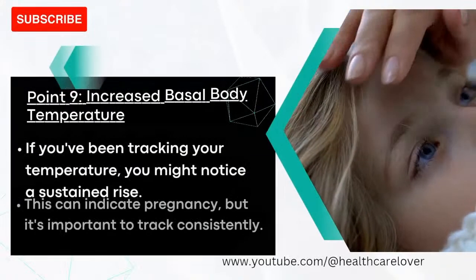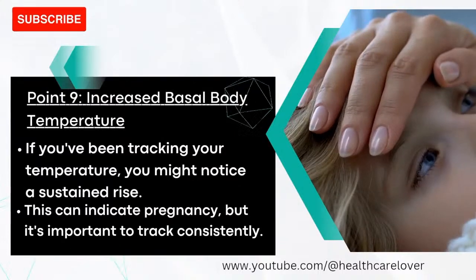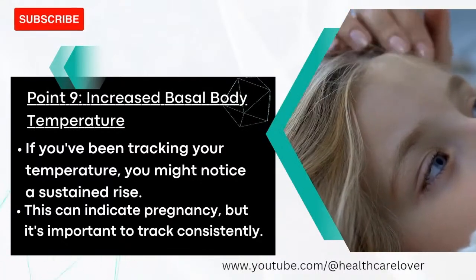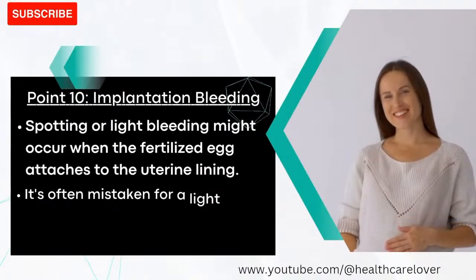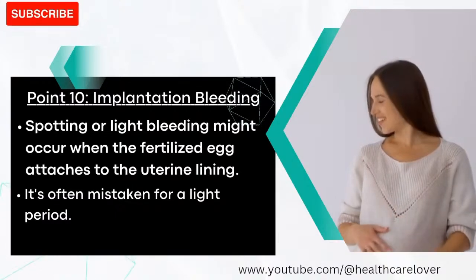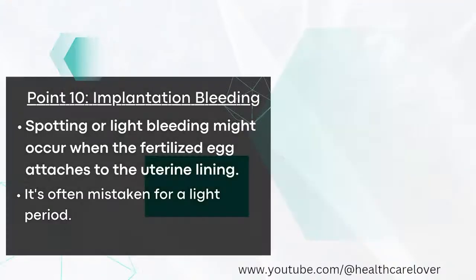Point 9. Increased basal body temperature. If you've been tracking your temperature, you might notice a sustained rise. This can indicate pregnancy, but it's important to track consistently. Point 10. Implantation bleeding. Spotting or light bleeding might occur when the fertilized egg attaches to the uterine lining. It's often mistaken for a light period.